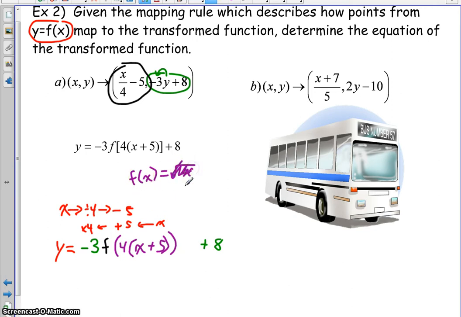Let's just say it was, I don't know, let's say it was absolute value of x. Well, then what we'd have instead is absolute value of 4 bracket x plus 5. So it completely depends on what the original function was. Okay, with that in mind, you now try B. So I'm giving you a different mapping rule. Try and create the equation of the transformed function.